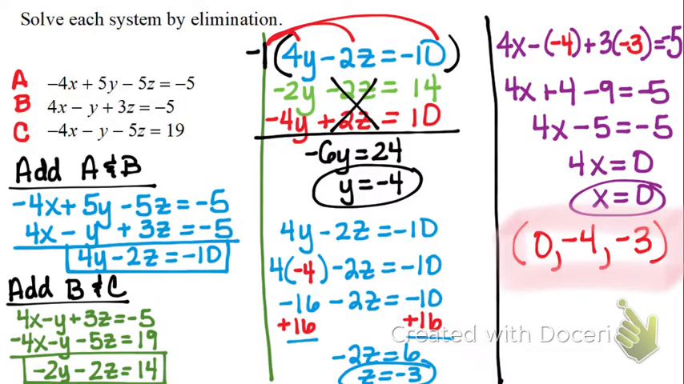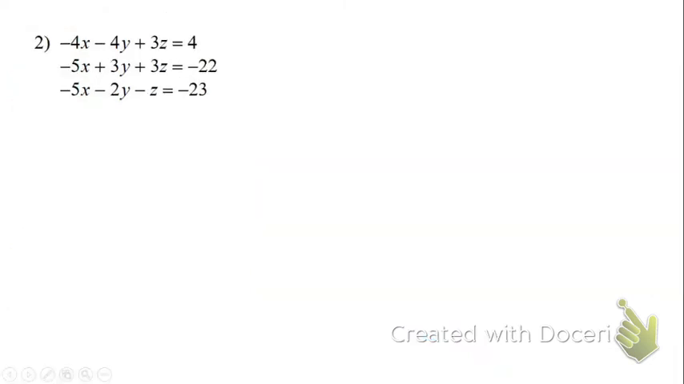Okay, let's look at question number 2. Now this is a little trickier. So we don't really have any opposites. So we got to figure out how we want to do this. Any ideas? And I also want to emphasize that there's many ways to do this. So the way I do it is not the only way. Okay, I'm just trying to show you one way. But you could do it a whole other way and still get the same X, Y, and Z.